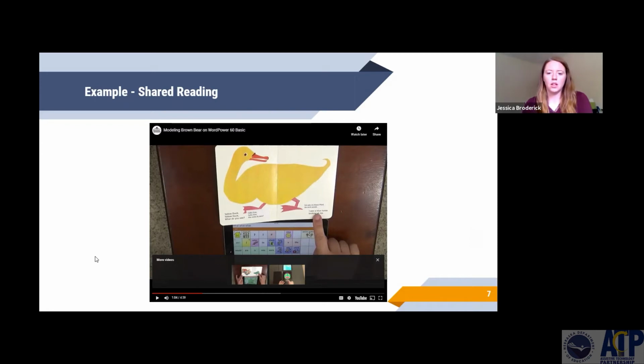I've also used this same book actually when we're talking about animals with preschoolers, and we can talk about colors, and we can talk about what do you see, what do I see, what does he see, what does she see, all these different kinds of ways we can use some of the same materials. But that's an example of how you might be doing shared reading with some AAC modeling.